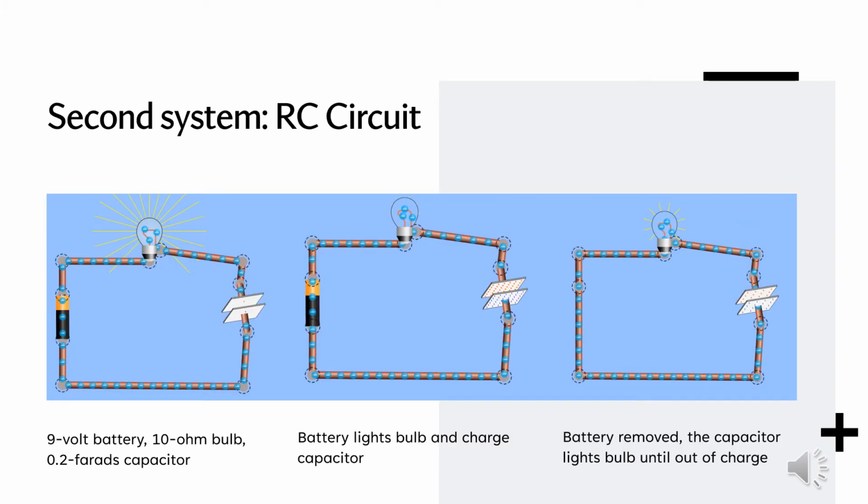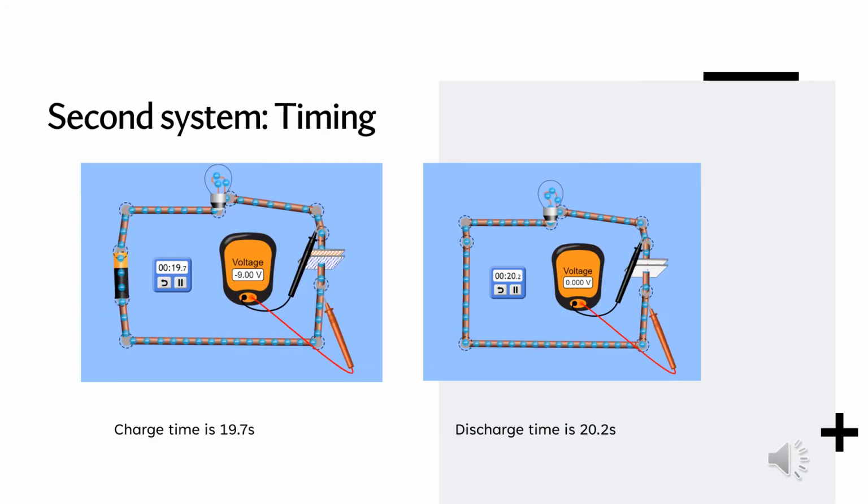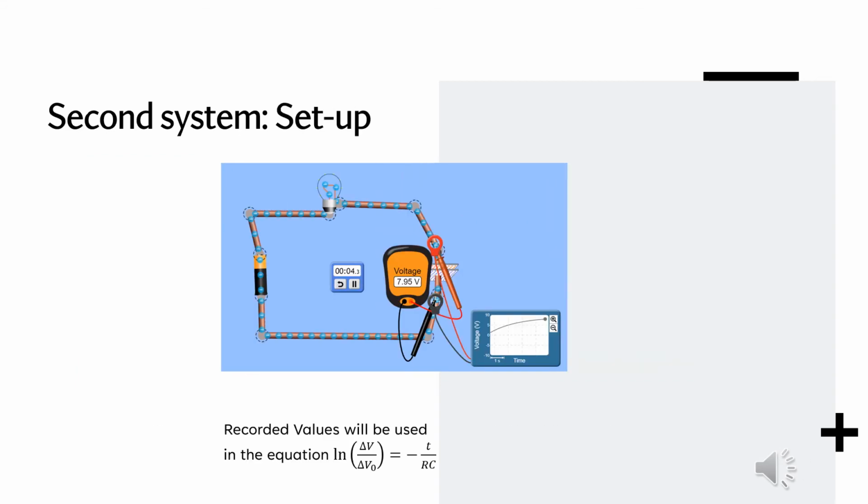Our second system is an RC circuit in which we charged a capacitor using a battery, and then we removed the battery to let the capacitor discharge. We found the time of charging and discharging of the capacitor to be similarly equal. We use the voltmeter graph to calculate the value of our equation.